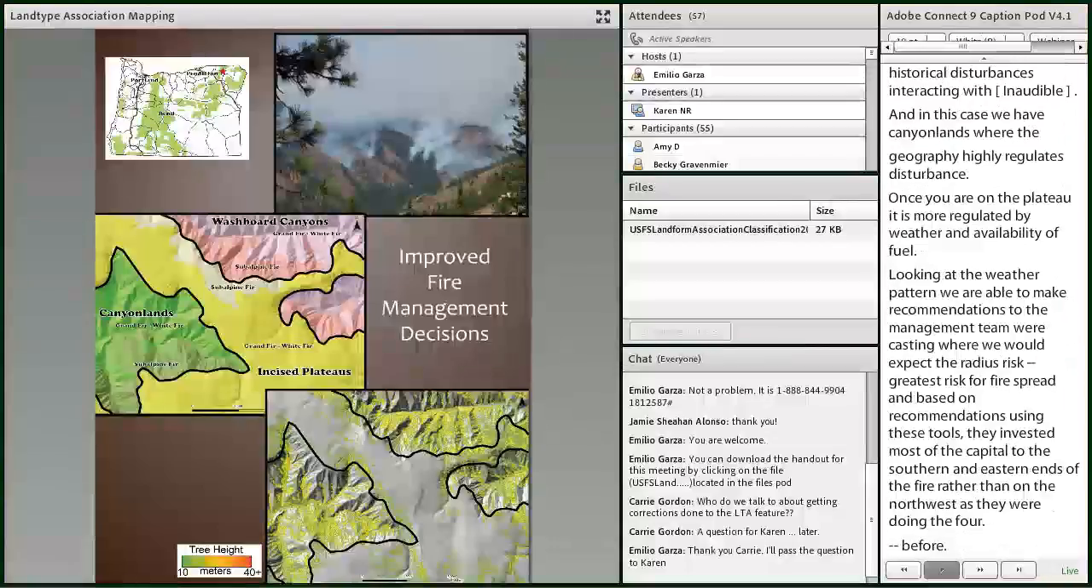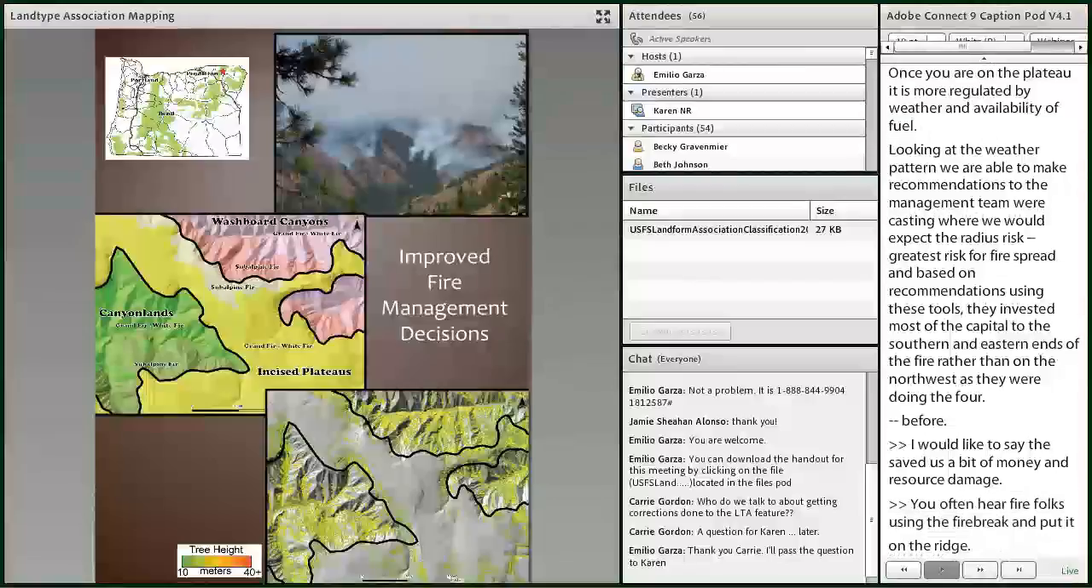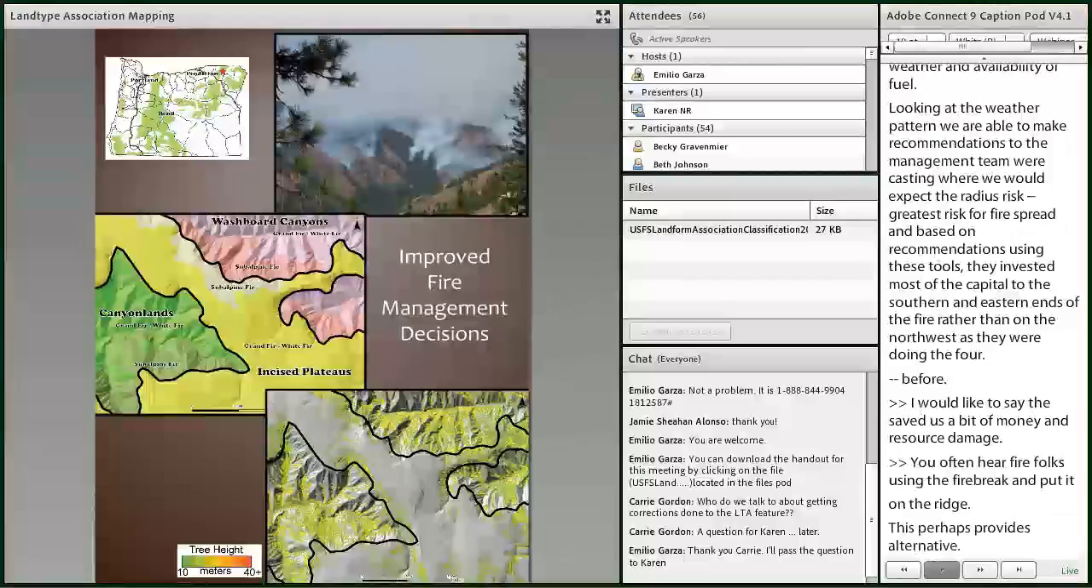Right. So you often hear fire folks talk about, well, we're going to use these fire breaks, and we're going to put the fire break on the ridge, and so this perhaps provides alternatives. Catching the fire as it comes up onto this plateau is probably easier than catching it on a steep, narrow ridge, and maybe safer as well.